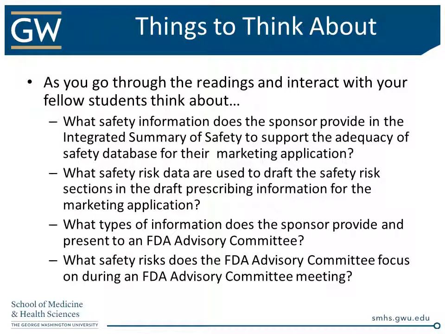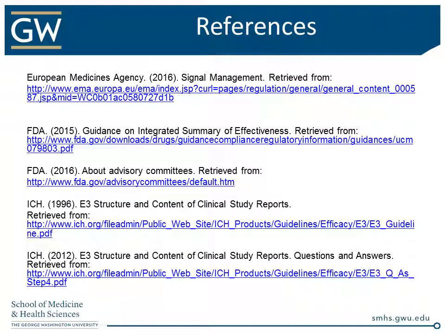And things to think about. As you go through the readings and interact with your fellow students, think about what safety information the sponsor provides in the integrated summary of safety to support the adequacy of the safety database for their marketing application. What safety risk data are used to draft the safety risk sections in the draft prescribing information for the marketing application? What types of information does the sponsor provide and present to an FDA advisory committee? What safety risks does the FDA Advisory Committee focus on during an FDA Advisory Committee meeting?